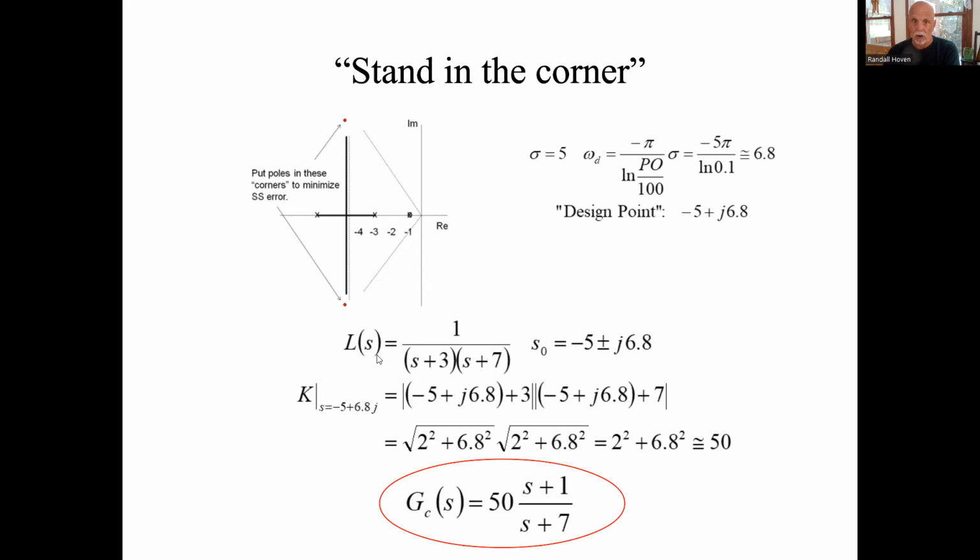What K gets us there? We flip the L upside down again and plug in for every S the design point. Remember how to do this? Pythagorean theorem, but first you combine all the real parts and all the imaginary parts. So minus 5 plus 3 is minus 2. 2 squared plus 6.8 squared. Here I have a minus 5 plus 7, which is 2. 2 squared. Anyway, do this arithmetic. You get 50. Here is our controller, and we use root locus to do it.